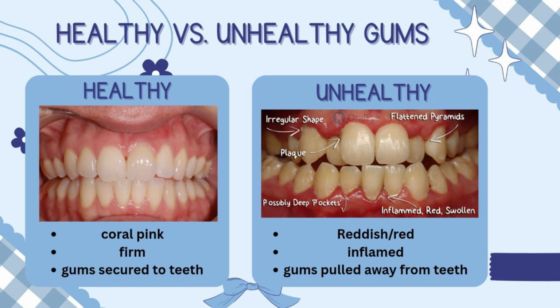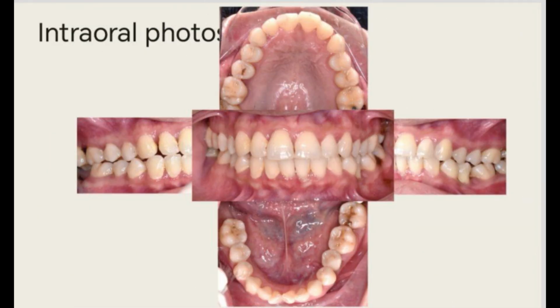Based on the intraoral photograph, most of your gums appear inflamed, swollen, and reddish, and in some areas the gums are slightly puffy, which may indicate early signs of a periodontal problem. If periodontal problems are not treated early, they can progress to gingivitis and periodontitis.